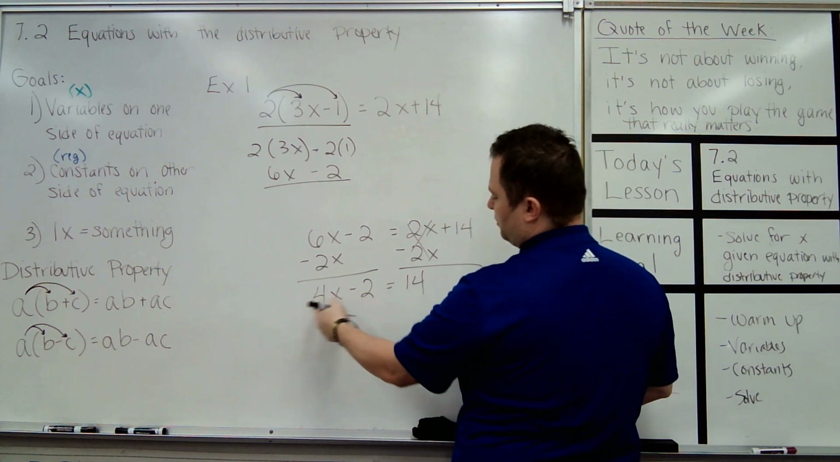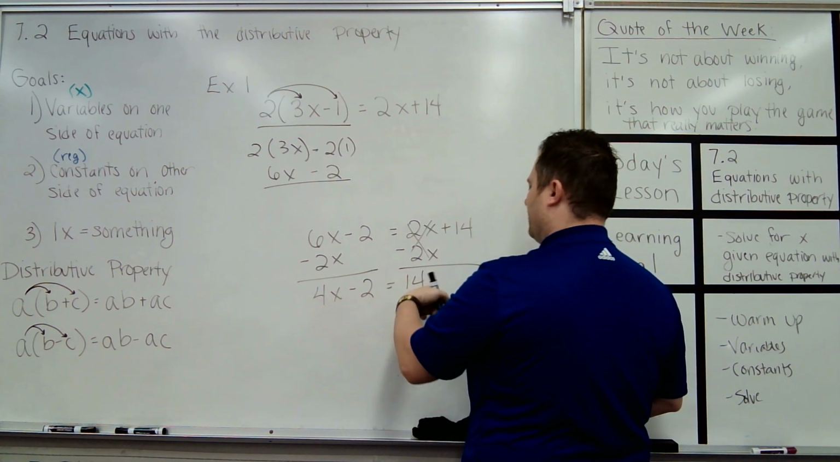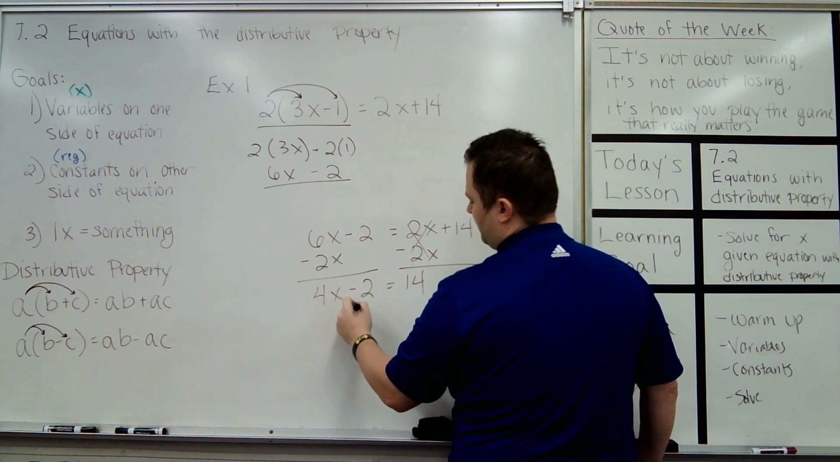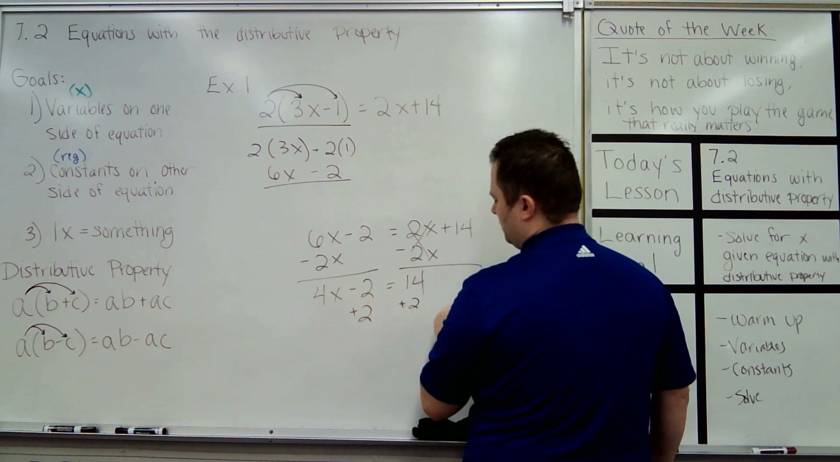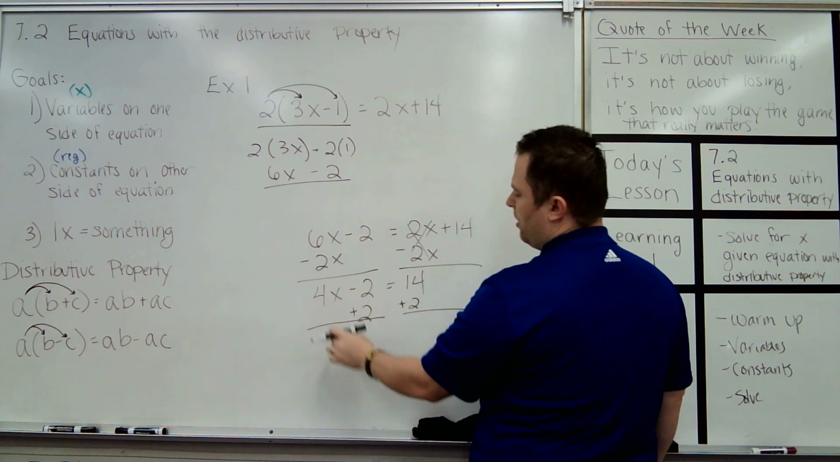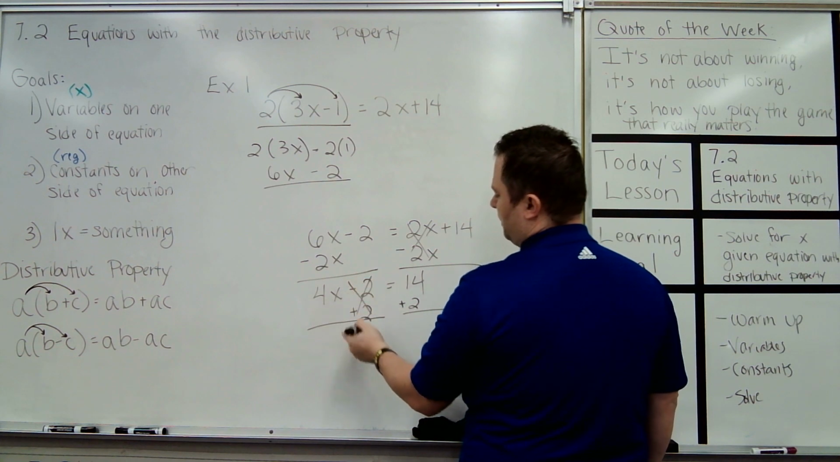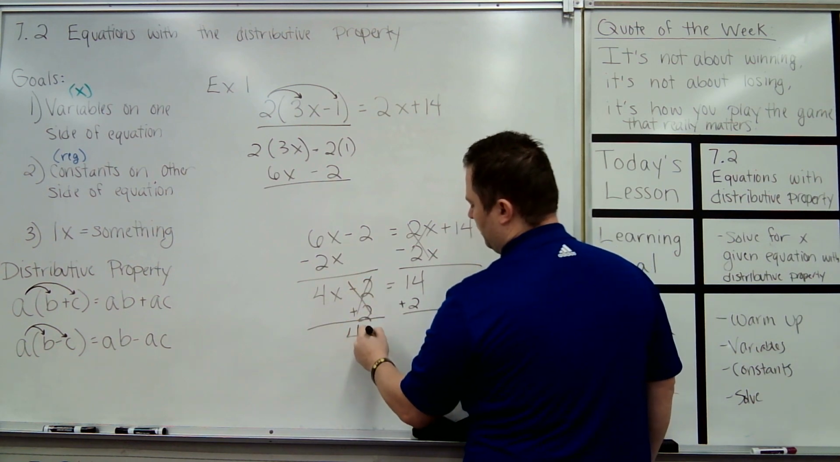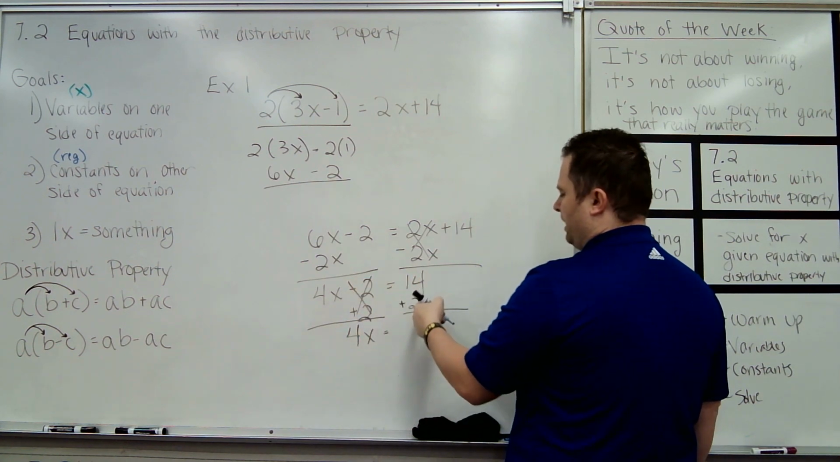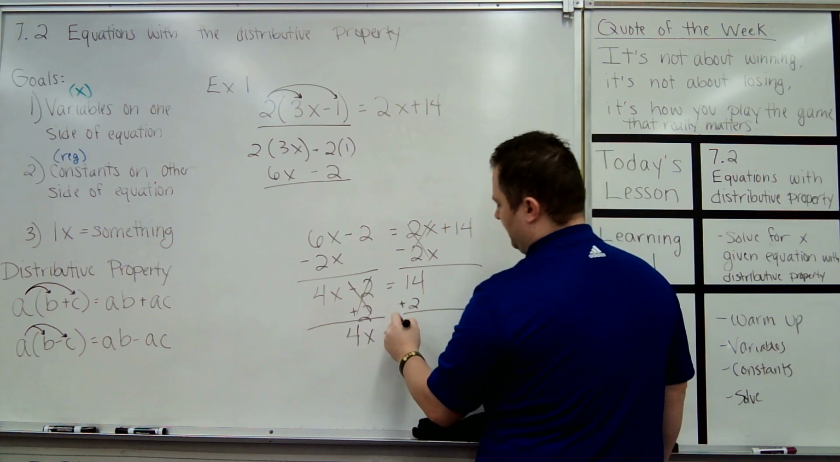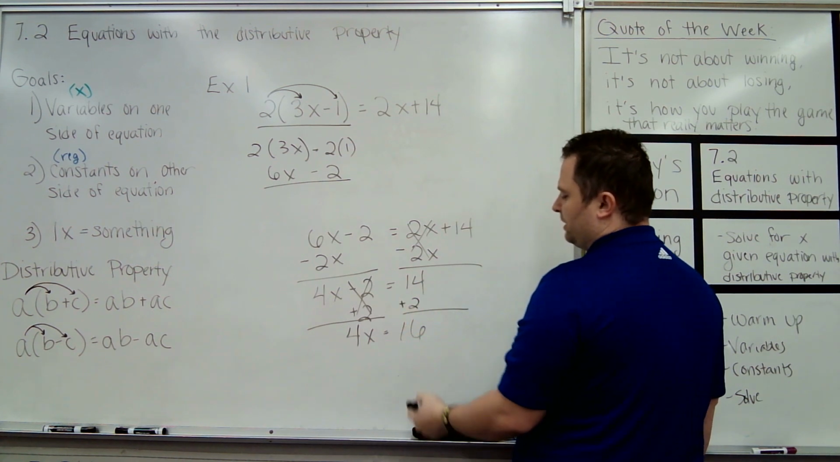Okay, well, variables are onto one side. I want the numbers, the constants, onto the other. I don't want this negative 2 here, so I'm going to add 2 to both sides. 4x plus negative 2 plus 2, those go away, so I'm just left with 4x on one side. 14 plus 2 is 16. 4x is equal to 16.